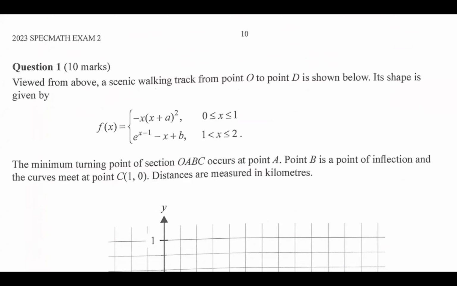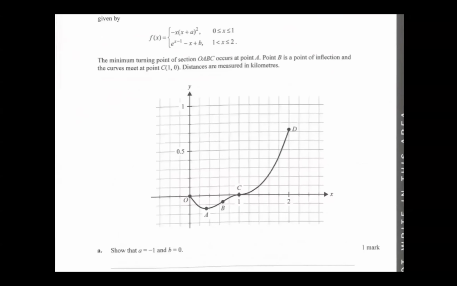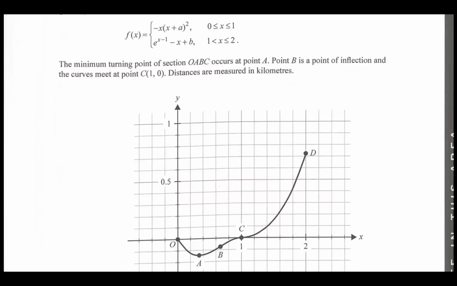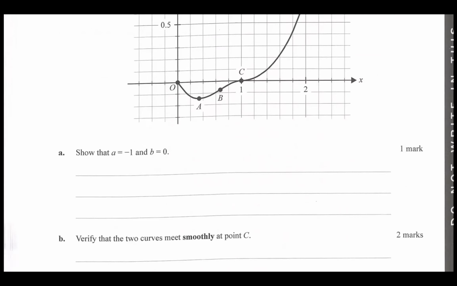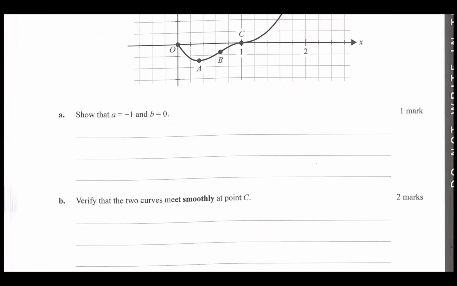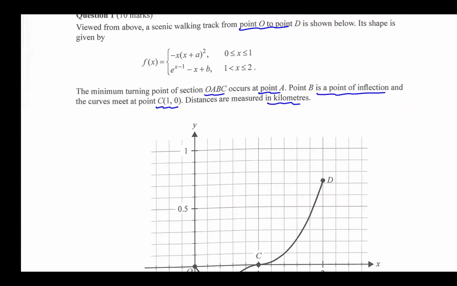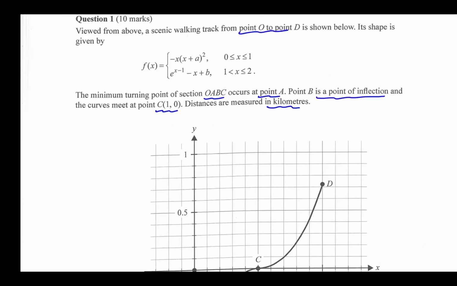It's talking about a scenic walking track from point O to point D, and it's shown below. All right. So the question says the minimum turning point of section OABC occurs at point A. And point B is a point of inflection, and the curve meets at the point C10. Distances are measured in kilometers. So firstly, we want to show that A equals -1 and B equals 0. We only have 1, 0 so far.